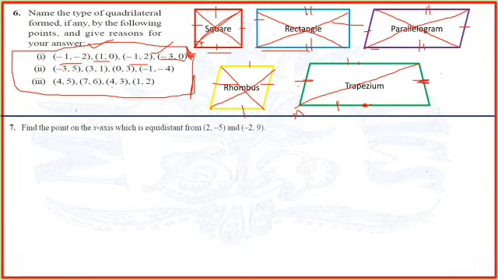Next question is question number 7. Find the point on the x-axis. This is very important. Find the point on the x-axis, underline this x-axis, which is equidistant. Equidistant means at equal distance from (2, -5) and (-2, 9). So first of all, you need to understand the meaning of x-axis. On the x-axis the y coordinate is 0, and on the y-axis the x coordinate is 0. So that you need to understand.